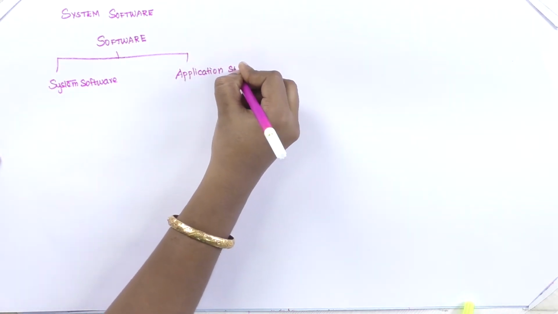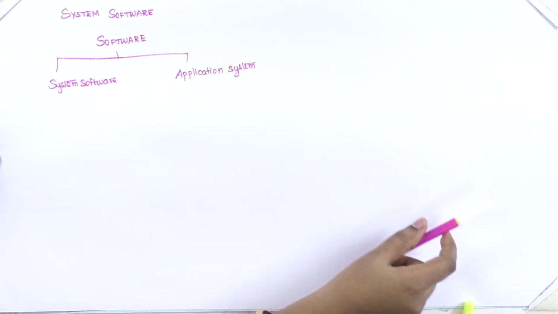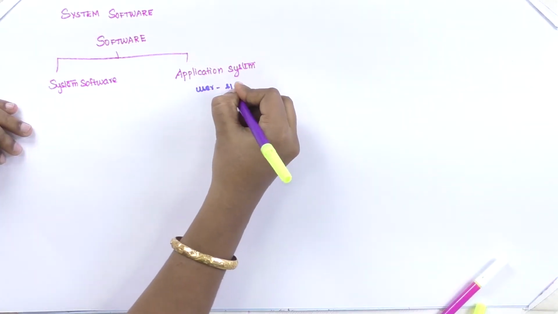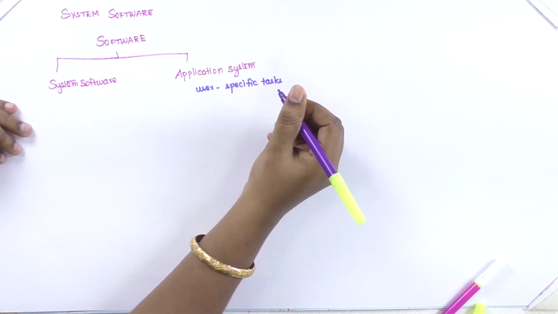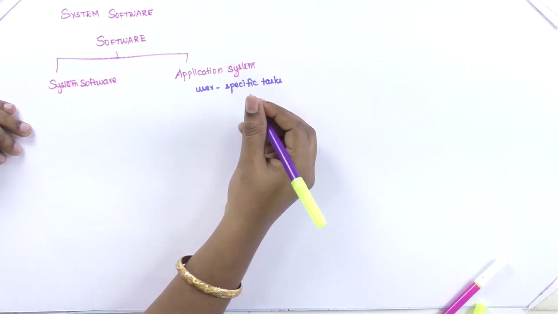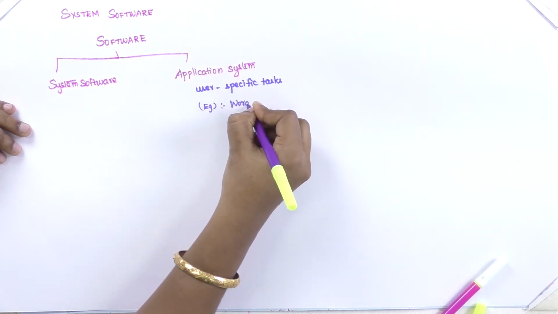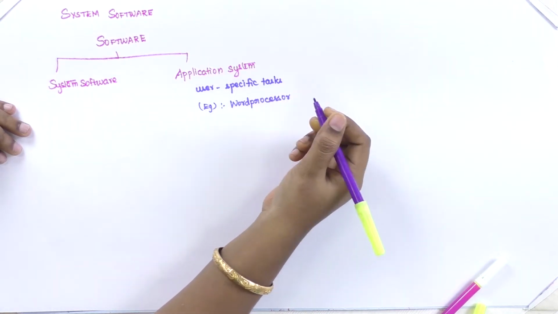So application software. What is meant by application software? Application software helps us to perform the user's tasks. It performs user specific tasks. The best example for application software is a word processor. And whatever software we are using nowadays, all comes under application software.